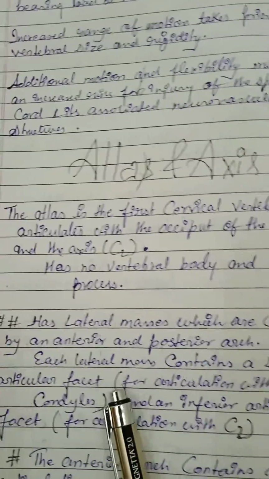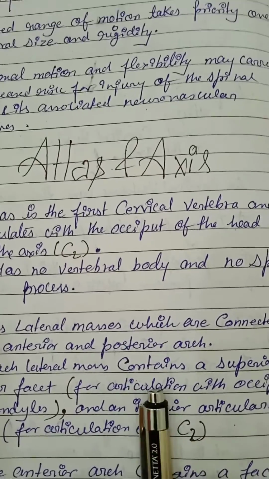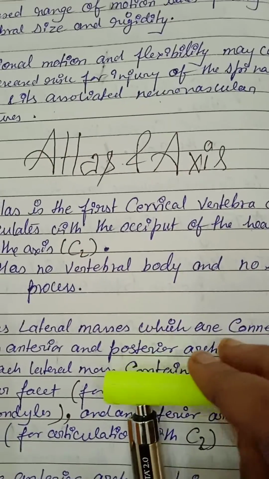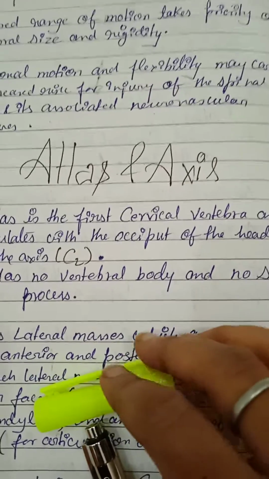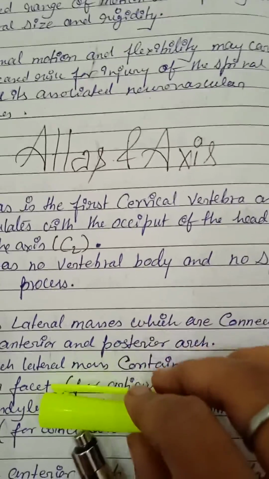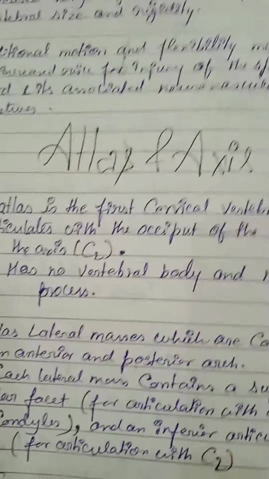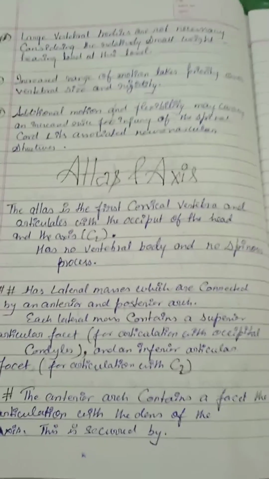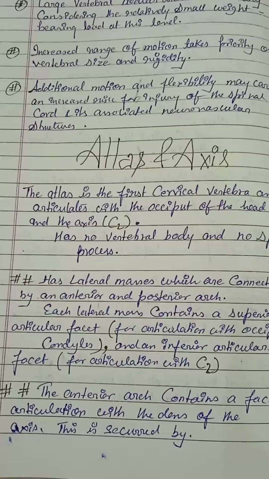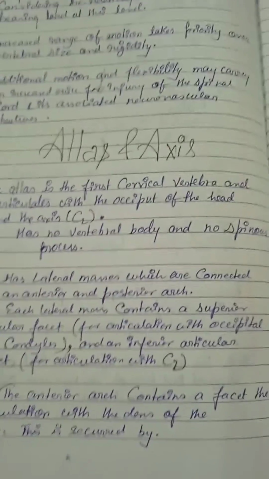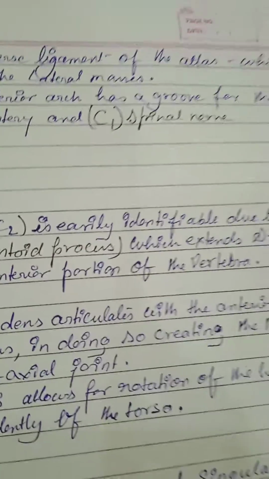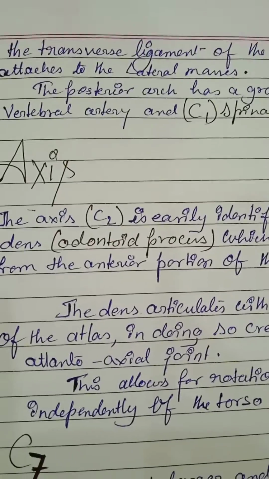Okay, and now we will discuss the articular facet. The articular facet is the facet which forms and articulates and has movement, maintains flexibility, and supports the spine also. Okay, the anterior arch contains the facet and articulates with the dens of the axis, and is secured by the transverse ligament of the atlas.